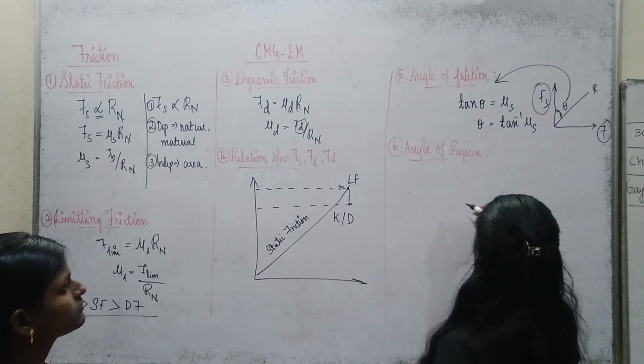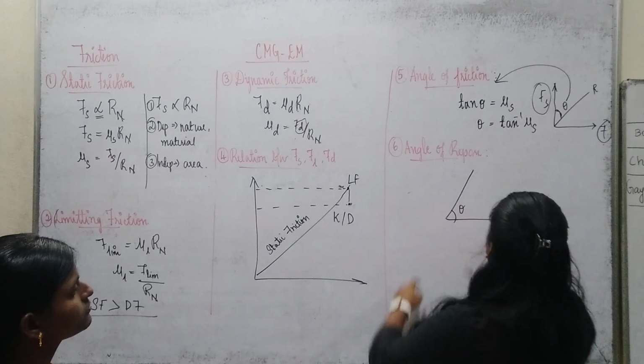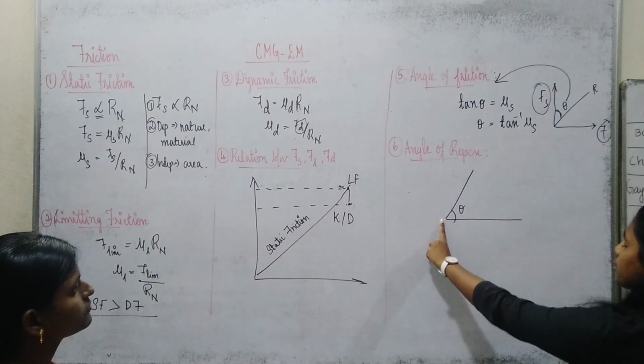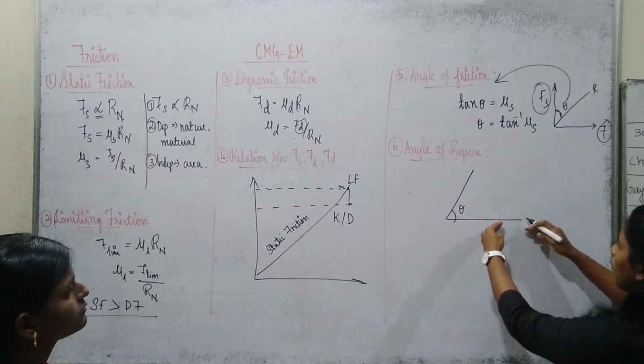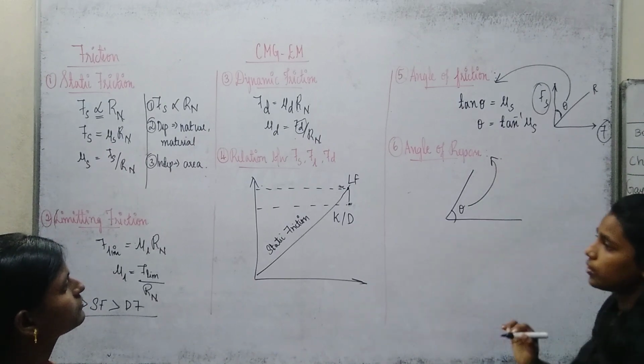Then the angle of repose. This is the angle made between the horizontal of the plane and the friction when the body moves downwards, and this angle is called the angle of repose.